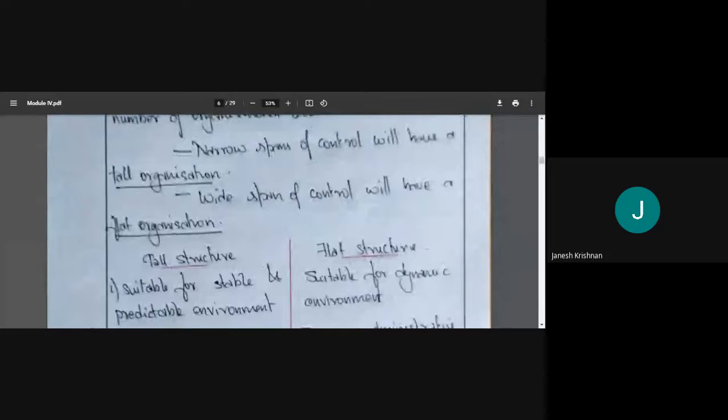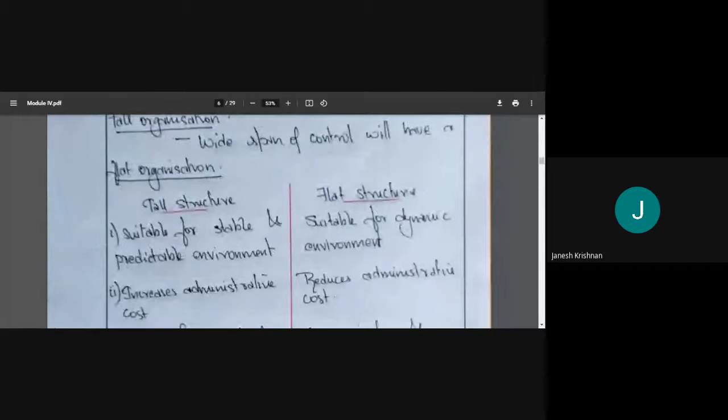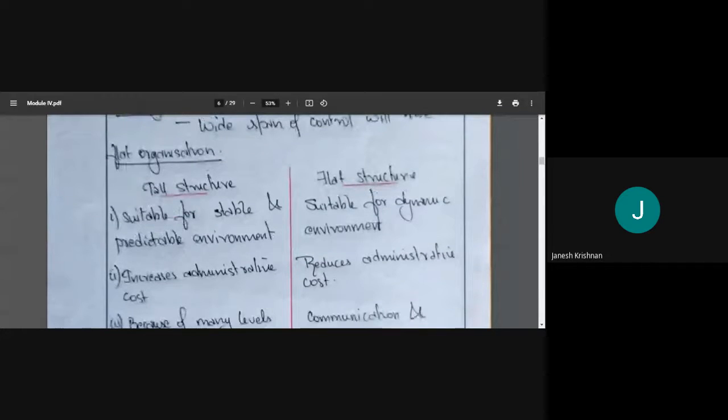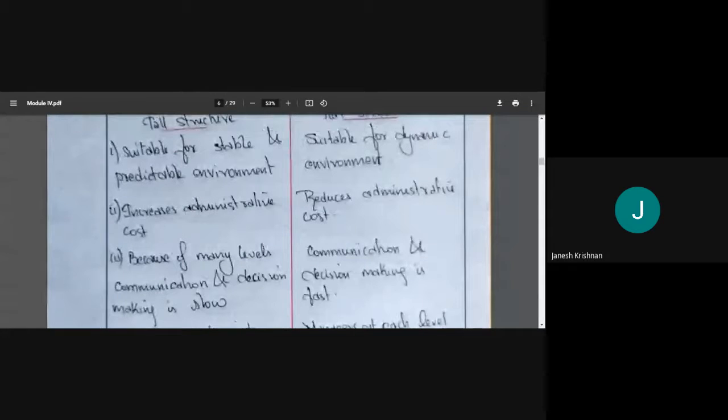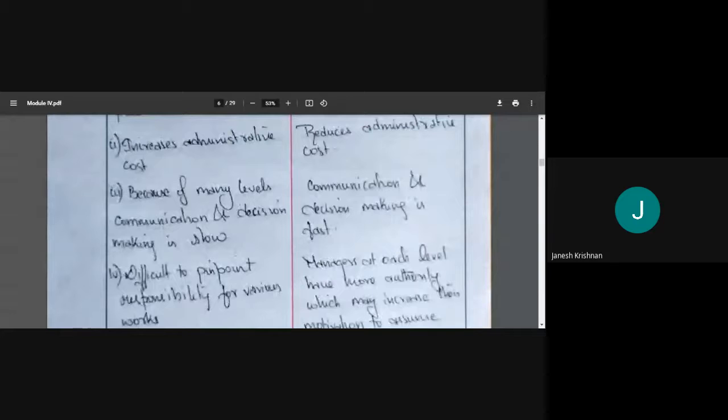And what are the differences between them? Tall structure is suitable for a stable and predictable environment because there are so many levels. Flat structure is suitable for a dynamic environment. In tall structure, because the levels are more, you need more people, so the administrative cost will be more. In flat, it will be low. In tall, there are many levels of communication and decision making will be slow because too many people may get involved in the decision making process. But in flat, communication and decision making are fast.